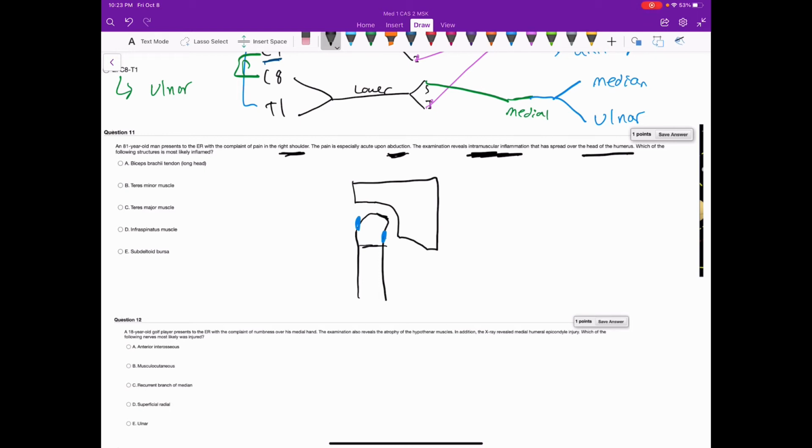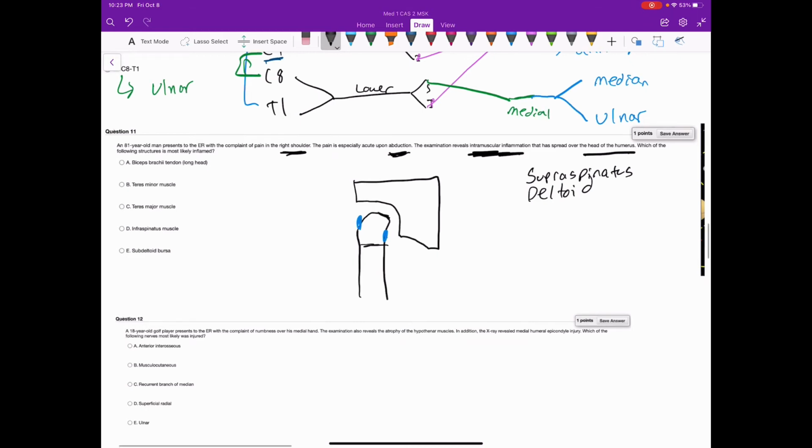So we need to know that there's two main muscles involved with abduction. And we know it's the supraspinatus and the deltoid. Okay, so if we have a problem with one of these, we could automatically have an answer, right? If we're getting inflammation in something that abducts the arm, we know it could either be supraspinatus or the deltoid. So let's see the answer choices. Biceps brachii tendon. Well, that's not one of those, so no. Teres minor, teres major, infraspinatus, or subdeltoid bursa. So unfortunately, none of them are the answer choices. So we have to keep going.